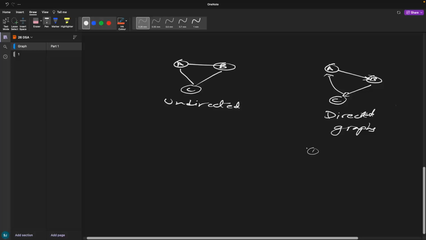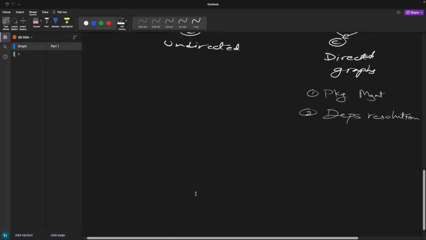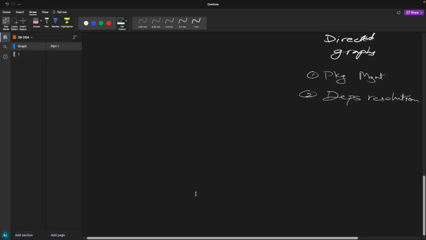So now there are use cases like package management, and that actually uses dependency resolution. Undirected graphs have a lot of use cases, but I don't really want to get into that because we're interested in something else here. Now, coming to the very important things, there are of course multiple types of graphs. We'll just keep going.